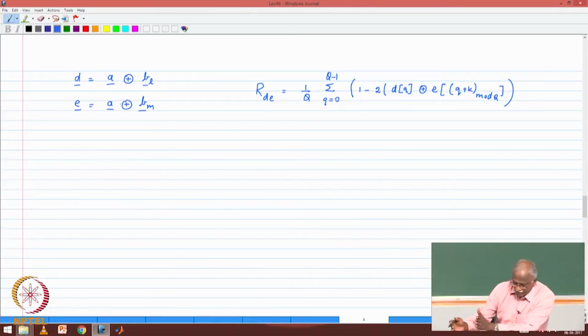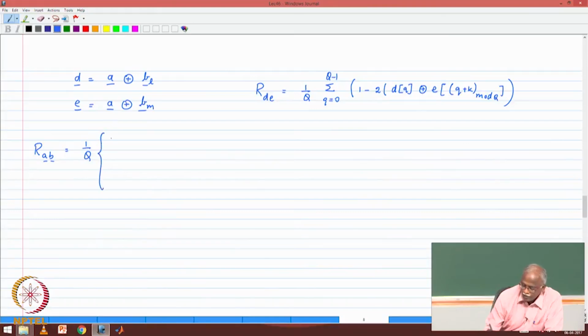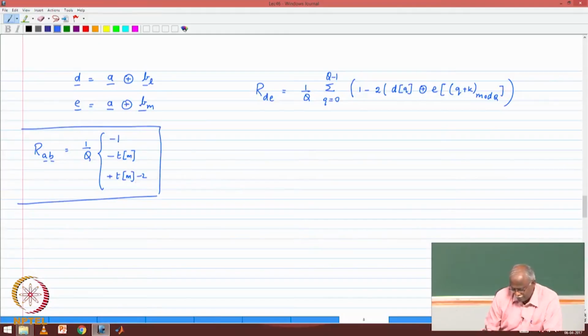Now, before we get to the further parts, what is the guarantee of the Kasami gold? Basically, they said that the preferred sequences R_AB are such that they have the property 1 over q, and it will take on one of these values: -1 minus t of m, or -1, or t of m minus 2. It will take one of these values. So this is the property of the preferred sequences.